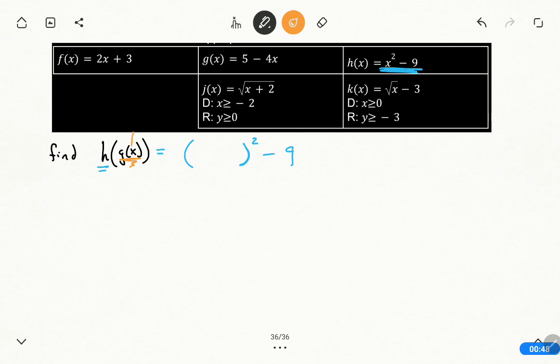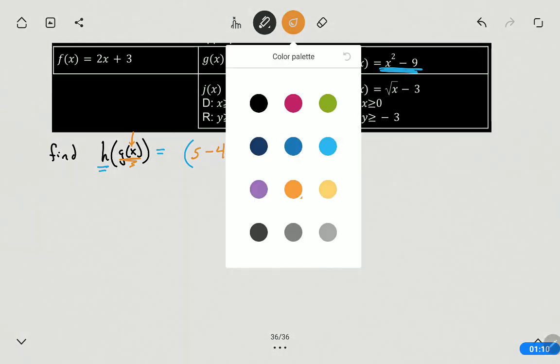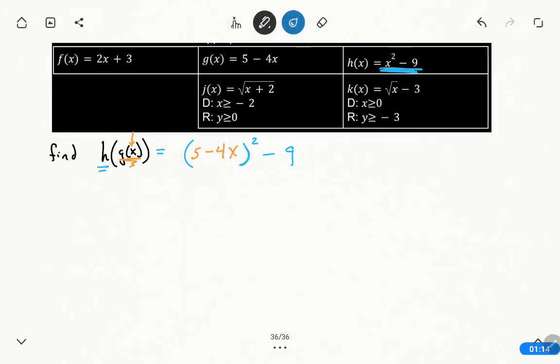You'll notice that there's still an x inside the g of x parentheses, so x is not going to be replaced with anything. So g of x is 5 minus 4x. So there is the actual setup, and to go from here, it just depends on what it looks like. Sometimes you might just do a simple distribution and combine like terms. Other times it might be a little bit more complicated.